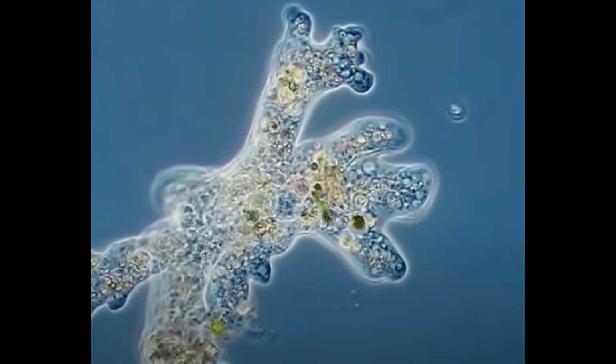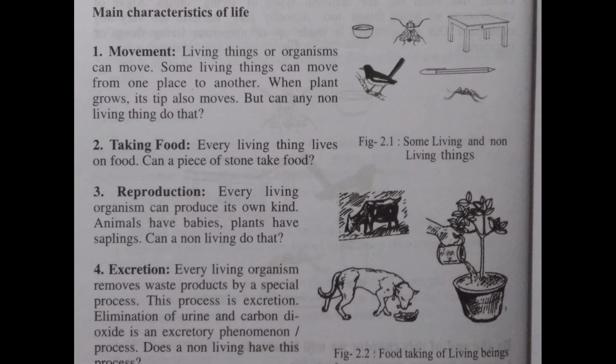Now, lesson 1. Main characteristics of living things. Characteristics means manner, habit, custom, feature. In this chapter, we will discuss the main features of living things. Plant, cattle, fish, insects, mushroom, etc. are organisms or living things. They are living organisms.